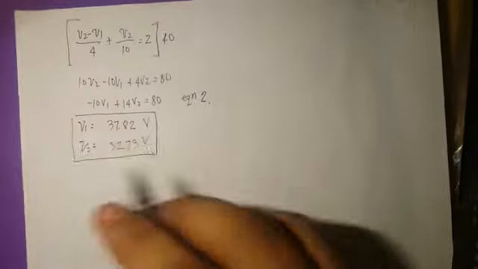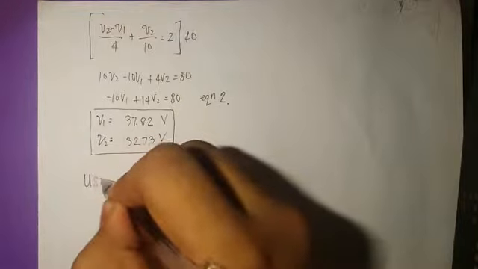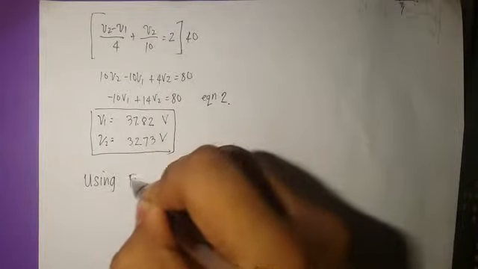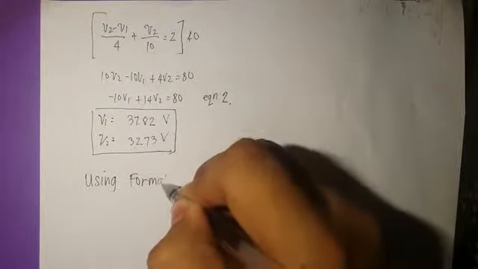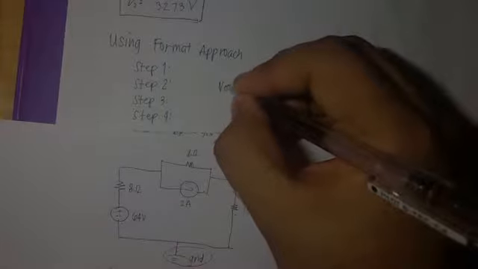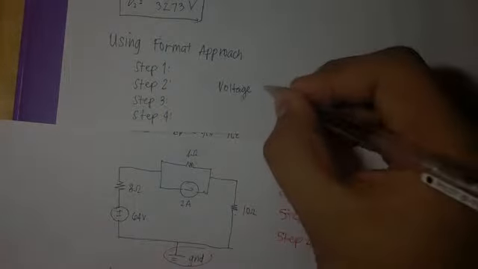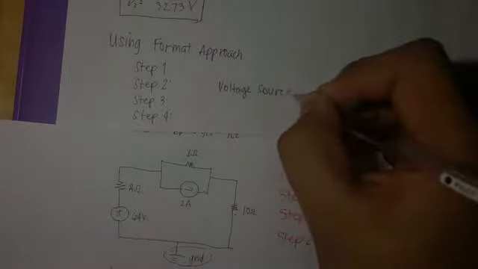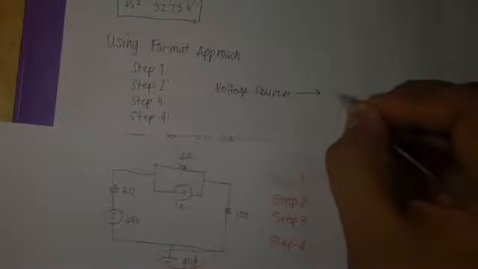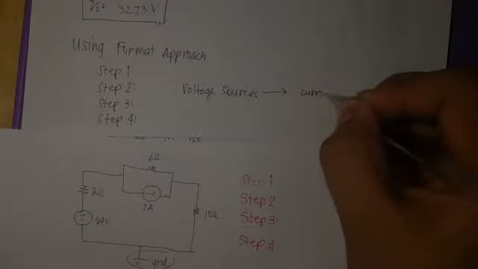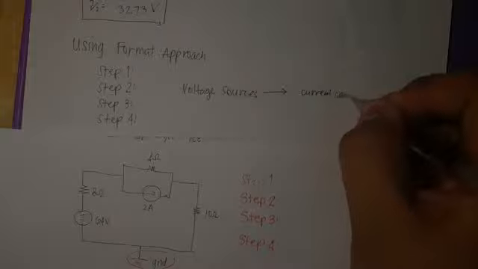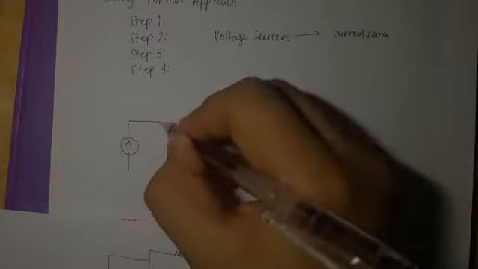But there's an easy way to solve this circuit using the format approach. But make sure all sources are converted to current sources. First, choose a reference node and assign a subscripted voltage label to the n-1 remaining nodes of the network. The number of equations required for a complete solution is equal to the number of subscripted voltages, n-1.